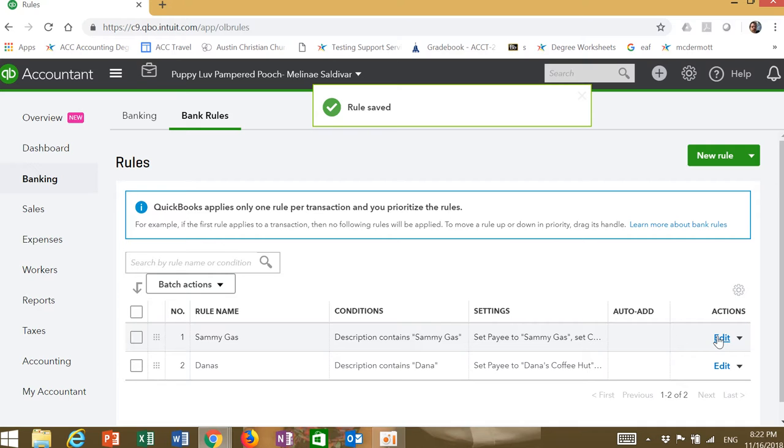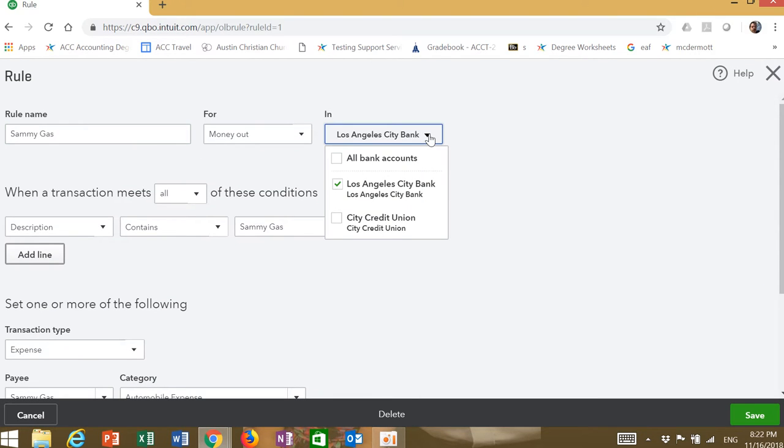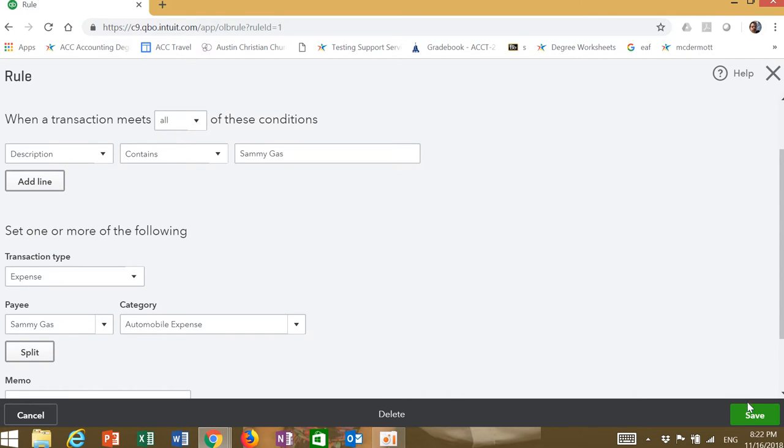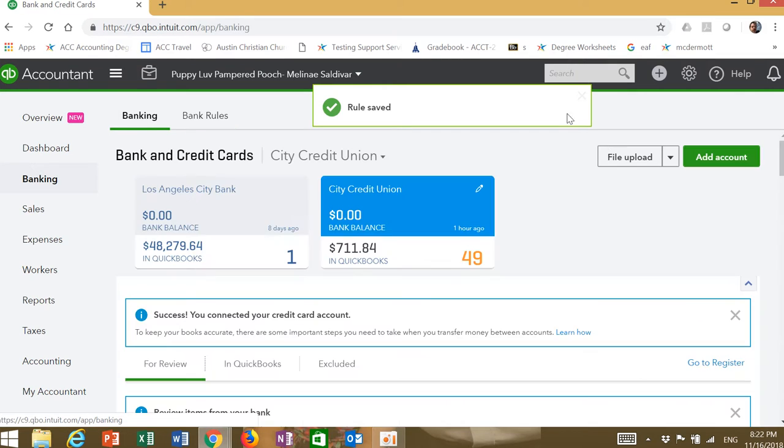And then I'm going to do the same thing on the Sammy Gas. It looks like you didn't have that applied to both either, so I think that one should be good now. And now more of the transactions you've got from the bank will be recognized.